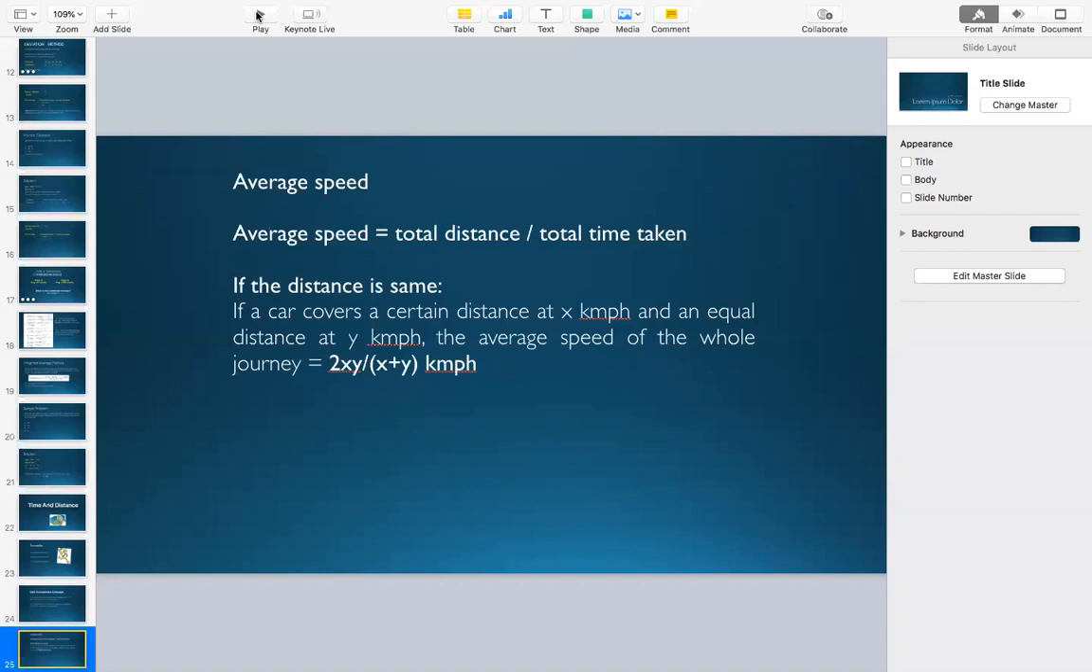Example: let's say you covered the first 40 kilometers at a speed of 20 kilometers per hour, and then you covered the next 40 kilometers at a speed of 30 kilometers per hour. In this case, the average speed will be 2 into 20 into 30 divided by 20 plus 30.